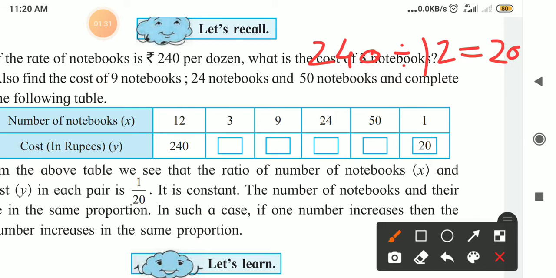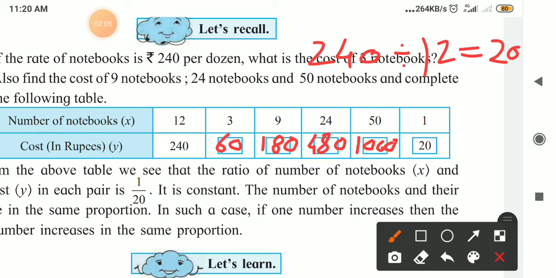So what is the cost of three such notebooks? 3 times 20 is 60. What is the cost of 9 notebooks? 9 times 20 is 180. Okay, what is the cost of 24 such notebooks? Its cost is 480. Double the number of notebooks, double the cost. Okay, in this way also you can solve. What is the cost of 50 such notebooks? 5 twos are 10 and the 2 zeros. So the cost of 50 notebooks is 1000 rupees.